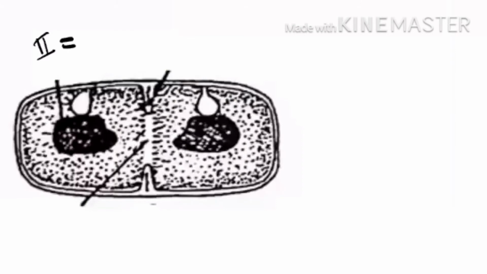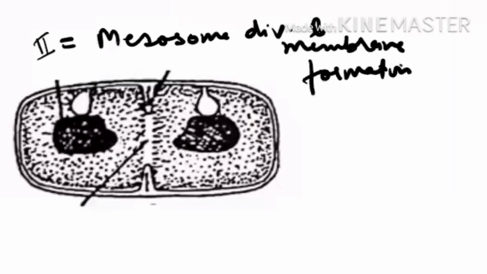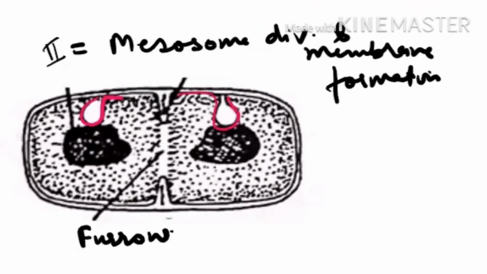Now see the second step. In the second step, if you remember, mesosome division is going on. Mesosome division and membrane formation. If you see here in this diagram, you can see furrow formation has started. Mesosomes have divided and separated, and here new cell wall formation has started. See this arrow? This is where new cell wall formation has started.